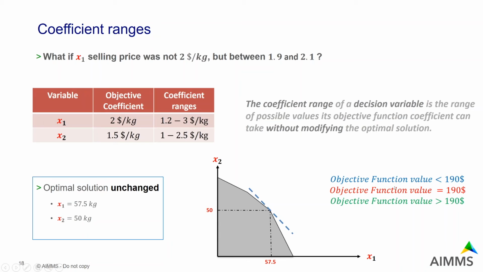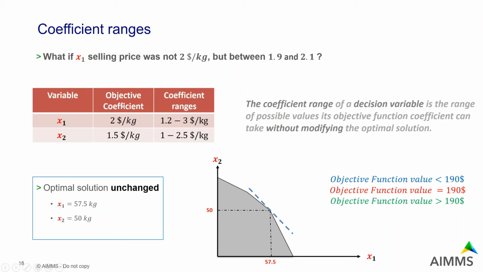Thus, the optimal solution isn't changed. So here I try to represent that graphically. So graphically, what does this mean? Because it's not really logical in terms of optimization. Well, actually, we are on the edge of the solution domain here.